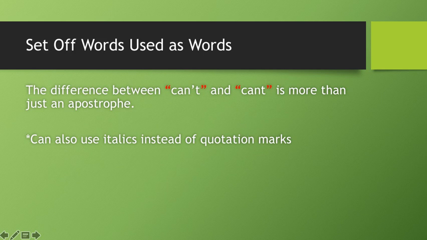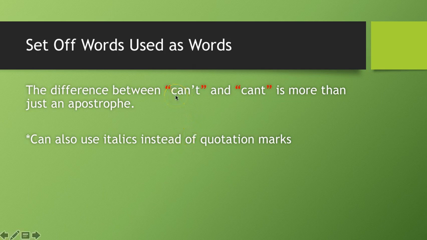We also use quotation marks to set off words within a sentence. So for example, if you are talking about words within the sentence and the words are not part of the grammatical structure, you put quotation marks around them. If we say the difference between these two words is more than just an apostrophe, there would be no quotation marks in that sentence.